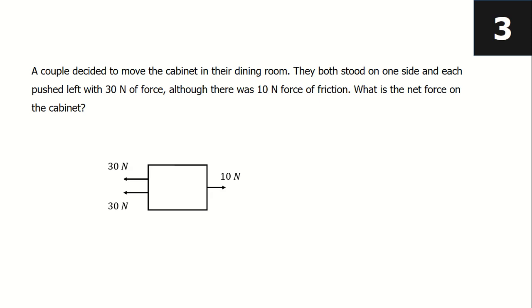So drawing the free body diagram, the couple would have a combined applied force of 60 newtons. That's why we have two 30 newton forces directed to the left. And the frictional force is opposite that, 10 newtons. To compute for the net force, you just sum the forces along the x. So 10 newtons would be positive in your equation, while the two 30 newton forces will be negative. If you get the sum of the forces along the x, you will be getting negative 50 newtons, or your net force is 50 newtons and it is directed to the west.